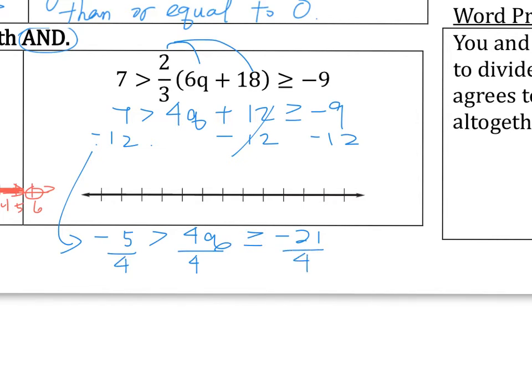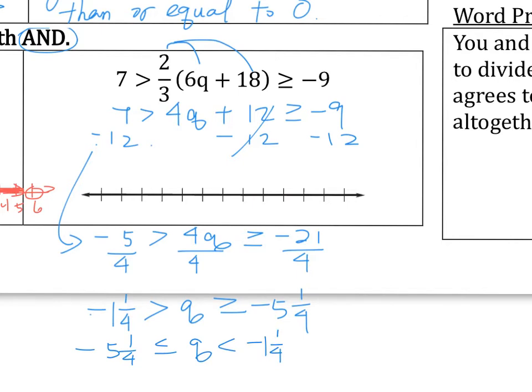And then I can rewrite this as -1 and 1/4 > q > -5 and 1/4. And it will be better that you rewrite the answer so that the smallest number is on the left-hand side, and don't make a mistake along the way. So your answer would be q is greater than negative 5 and 1/4, but less than negative 1 and 1/4.